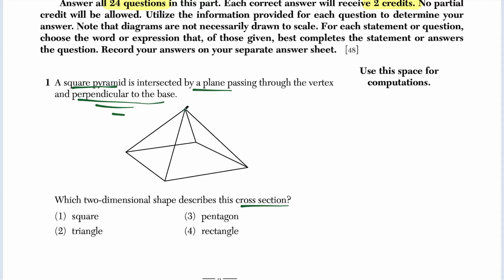The cross section that we would be looking at if we were to slice this thing would be a triangle, because if I just took a knife or a sword and sliced this straight down towards the base, going through the vertex like this, notice that if I were to open this thing up, we would be staring at a triangle. So that's our cross section. One extra detail before we move on: if we were to slice this thing parallel to the base, that means we would make a horizontal chop like this, and the cross section would be a square. But since we are slicing it vertically, we're looking at a triangle. Choice 2 is our answer.